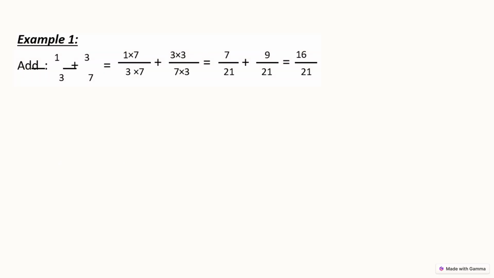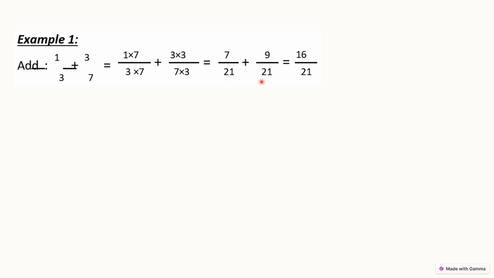Let's take an example. If I want to add 1 over 3 plus 3 over 7. Look at the denominators, they are different. So what to do? We can multiply 3 by 7 and 7 by 3. Don't forget we multiply the numerator and the denominator by the same number. So we get 1 times 7 and 3 times 7. Here we get 3 times 3 and 7 times 3. So the answer will be 7 over 21 plus 9 over 21.